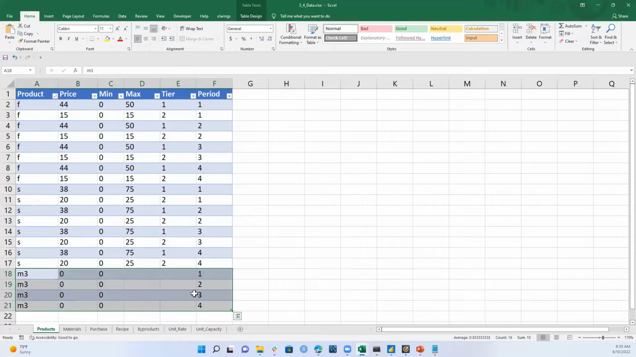And similarly for M, which is an intermediate that we do not sell, we don't have a price for it.